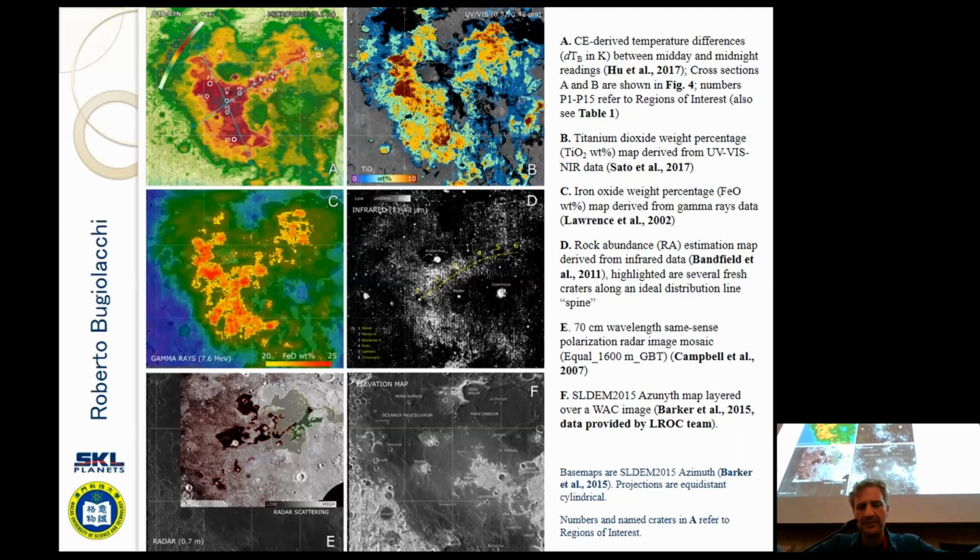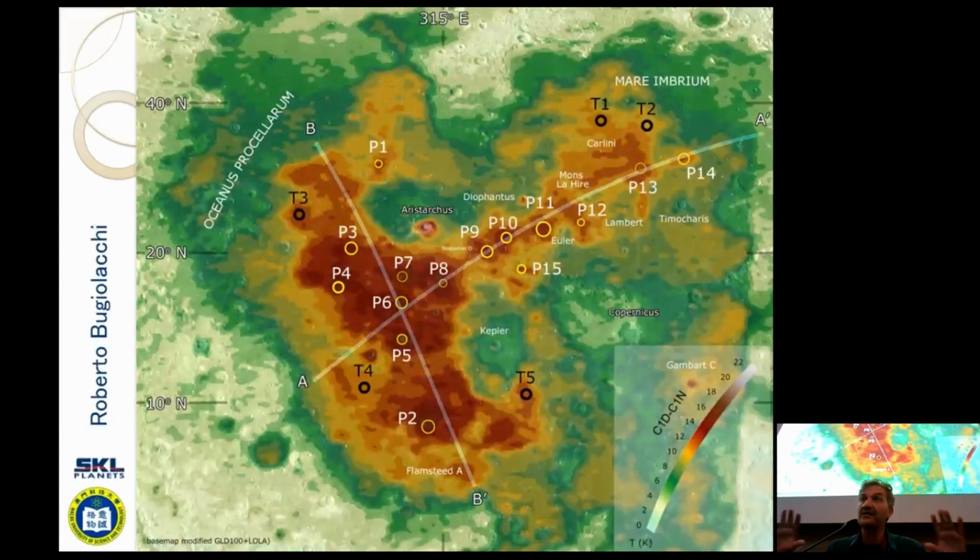This is part of a big paper, which I just finished, so I'm trying to condense the meaning as quickly as possible. So this is the actual map. I'm talking about the microwave temperature differences of most of the lunar near side.